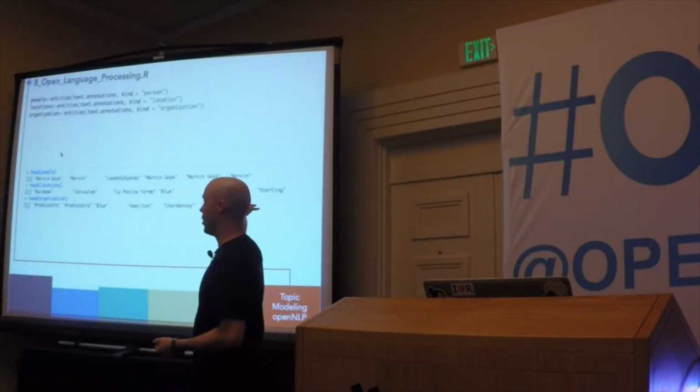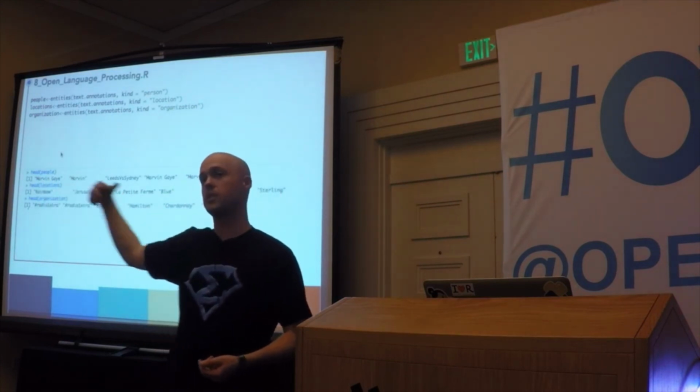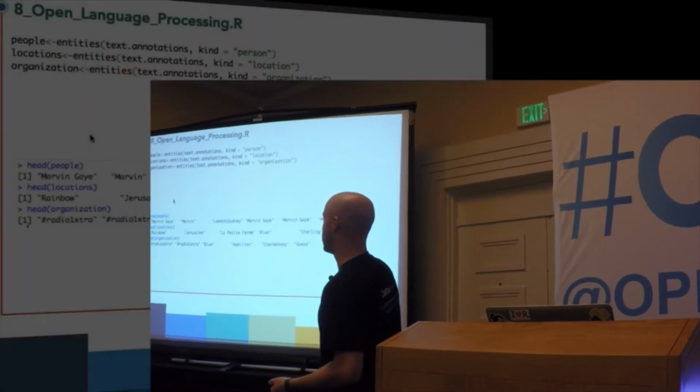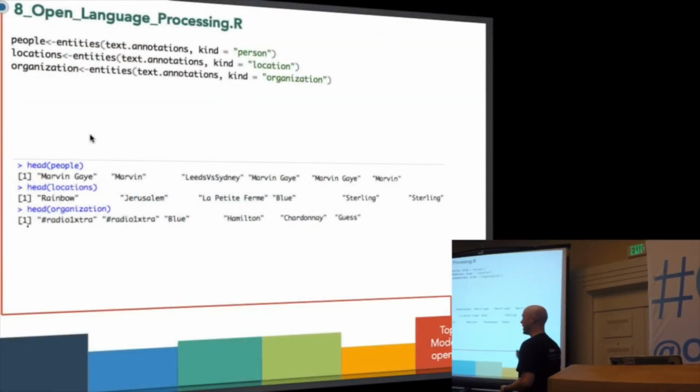So you get a list of all the named entities that it's found within the Chardonnay tweets. In this case, it'd be Marvin, Marvin Gaye, Leeds versus Sydney. You see a lot of Marvin there. Locations, you'll notice it does get some things wrong, like Rainbow is not a location, but Jerusalem is. I don't know what La Petite Ferme is. And then organizations, sometimes it's getting it right. Chardonnay, it clearly didn't get right.